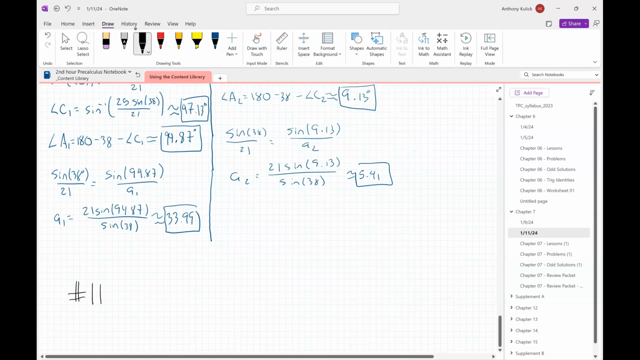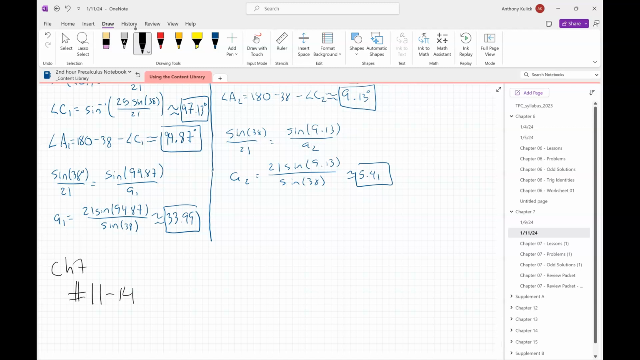For homework, I'd like you to do, again, chapter 7, 11 through 14. Those are all two triangle problems, but you're in luck, because what do you already have done? 12, right? I did that for you guys just here now. This homework is not due until the 21st.